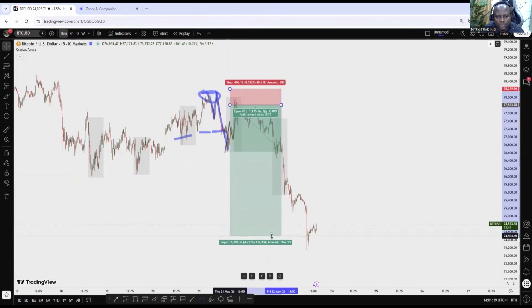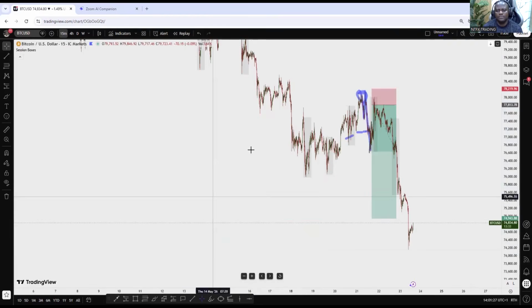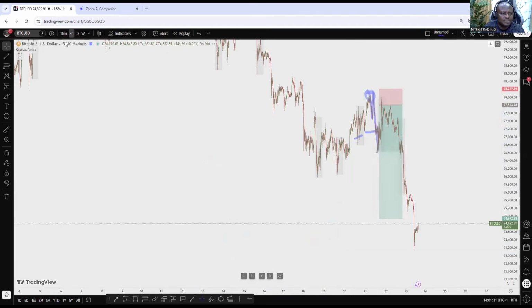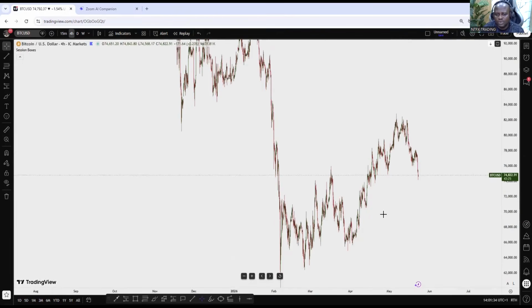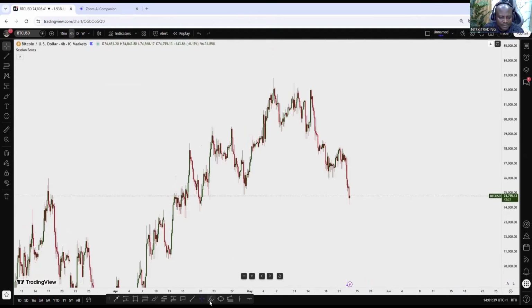All right, for the TP, it was around here, just for a 1 to 7, I think a 1 to 7 RR trade. It's as simple as that, guys. So what next do we expect for BTC right here? What next do we expect? What we expect is simple. Now you have had another break of structure to the downside. You wait for the next structure that will be created.